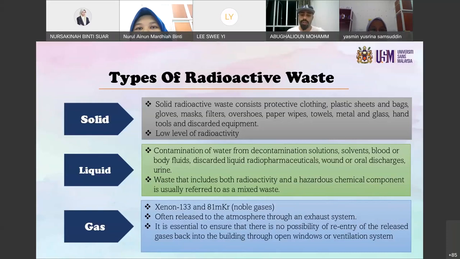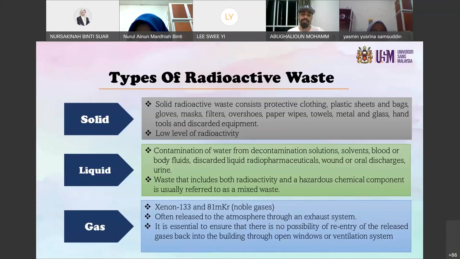Types of radioactive waste. There are three types: solid, liquid, and gas. First type, solid. Solid radioactive waste consists of protective clothing, plastic sheets and bags, gloves, masks, filters, overshoes, paper wipes, towels, metal and glass, hand tools, and discarded equipment. This one has a low level of radioactivity.